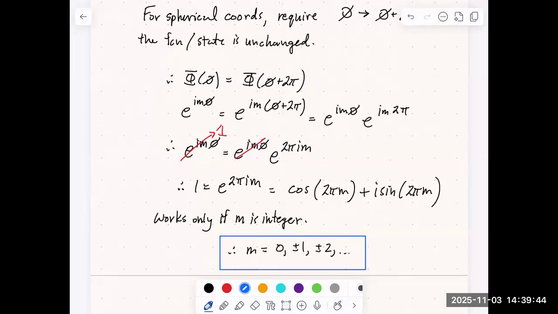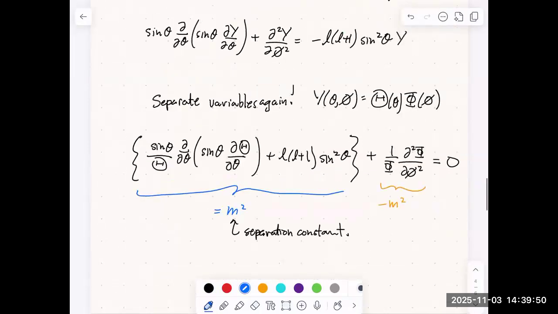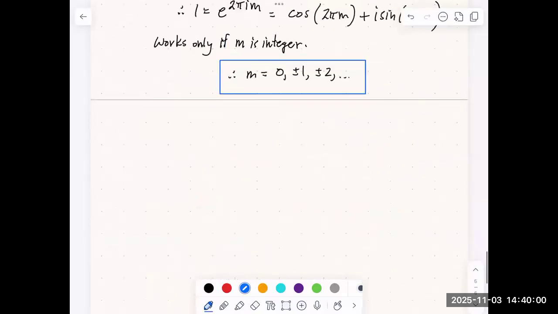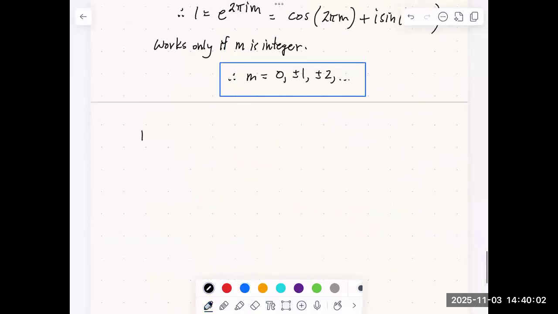What we're going to have to do now is go and think about the more difficult problem, and that is the theta equation. And so let's see if we can make some progress here.